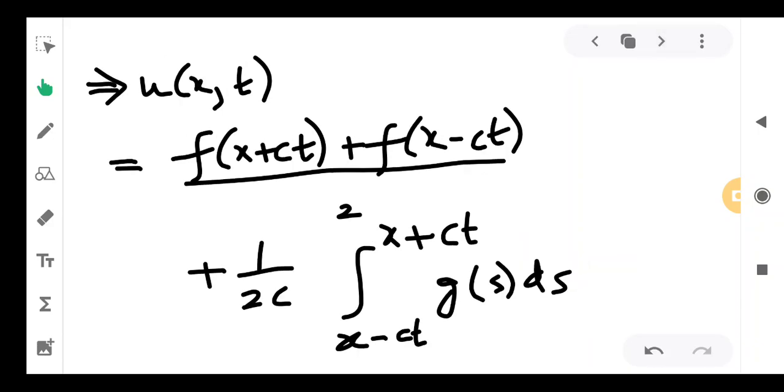Therefore, the final solution is actually u of x,t is equal to f of x plus ct plus f of x minus ct by 2, plus 1 by 2c integral x minus ct to x plus ct g of s ds. This is the final solution given by D'Alembert. So this is what we call the D'Alembert solution of the one-dimensional wave equation.